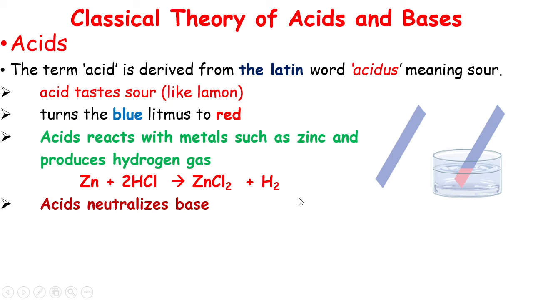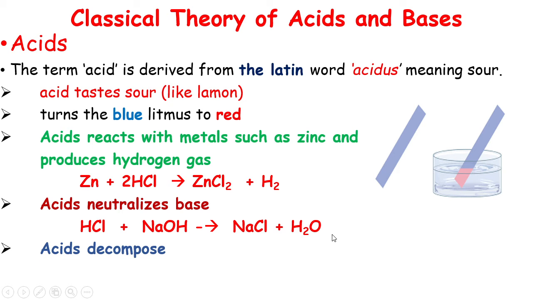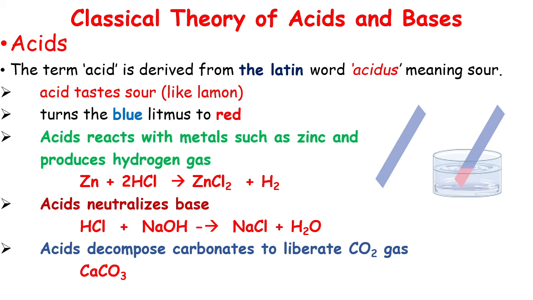Acids neutralize bases. Here the acid reacts with the base. Sodium hydroxide is a base. It gives salt and water. The acids decompose carbonates to liberate carbon dioxide gas. Here we take calcium carbonate. It reacts with the acid, gives calcium chloride, water and liberates carbon dioxide gas.